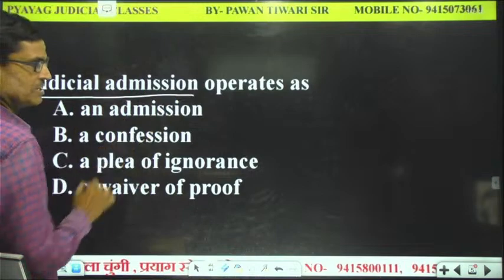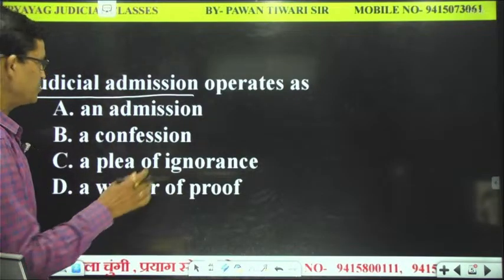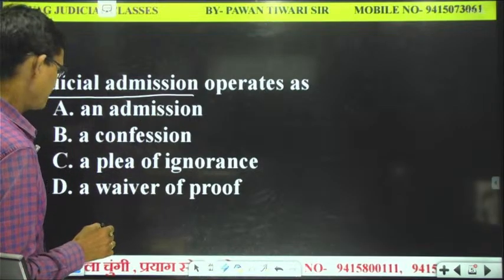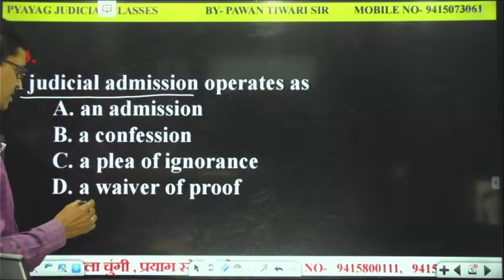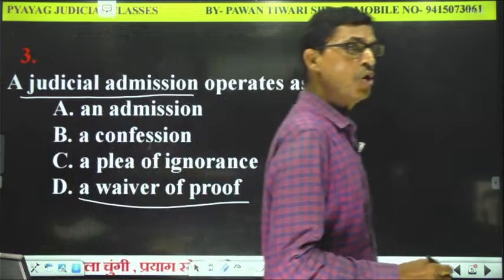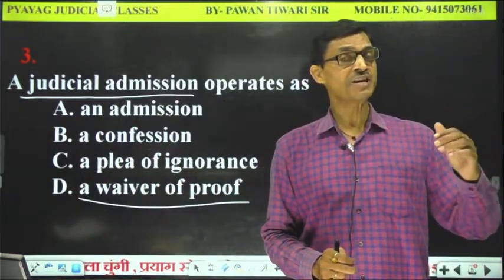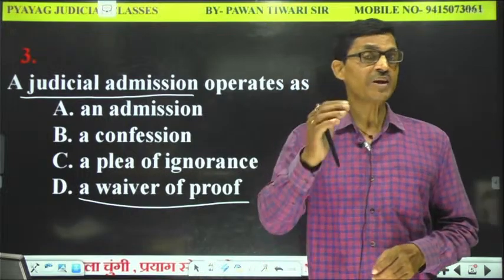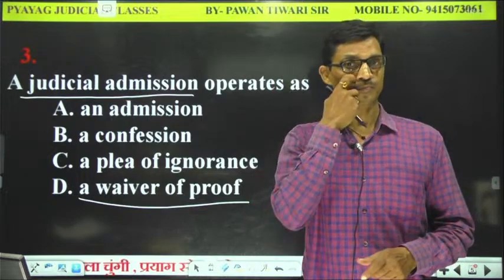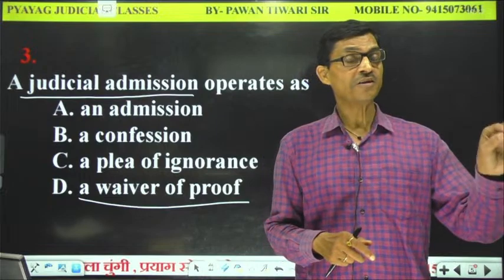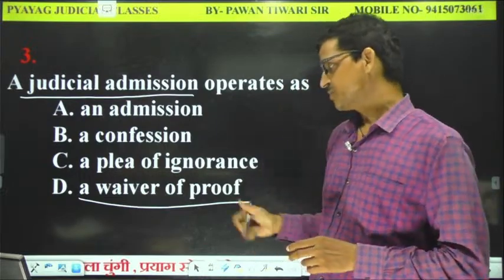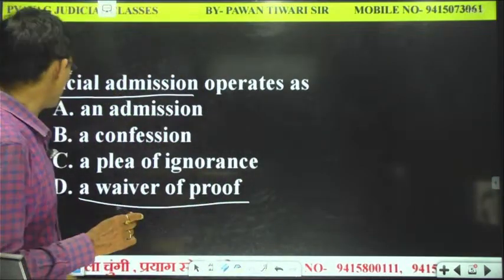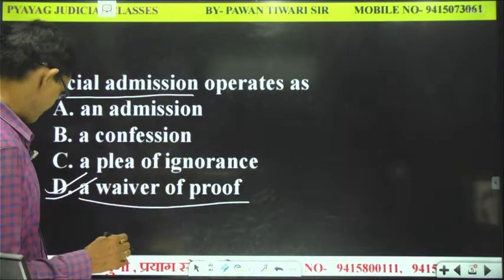A judicial admission operates as an admission, a confession, a plea of ignorance, a waiver of proof. Yes. No proof is required. If a person admitted, it means any person makes a confession before judicial magistrate, that confession need not be proved. It means a waiver of proof. Proof is not required. So the correct answer of the question is D, a waiver of proof. Next question.